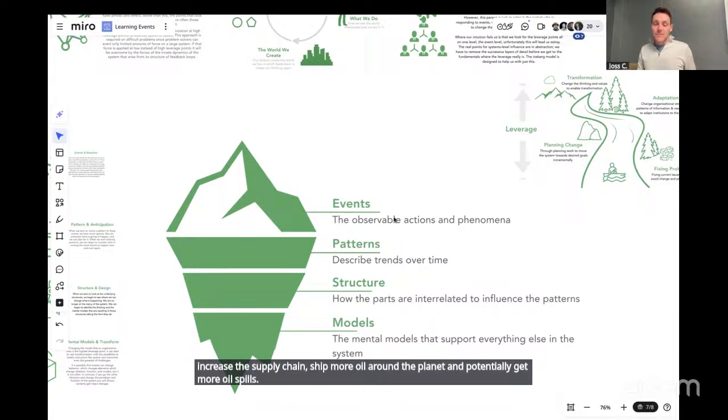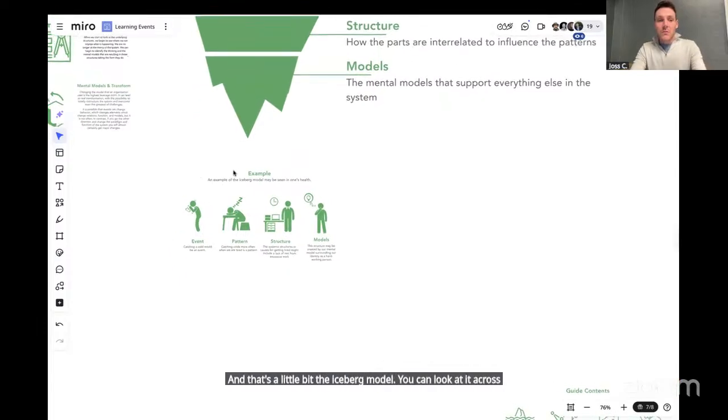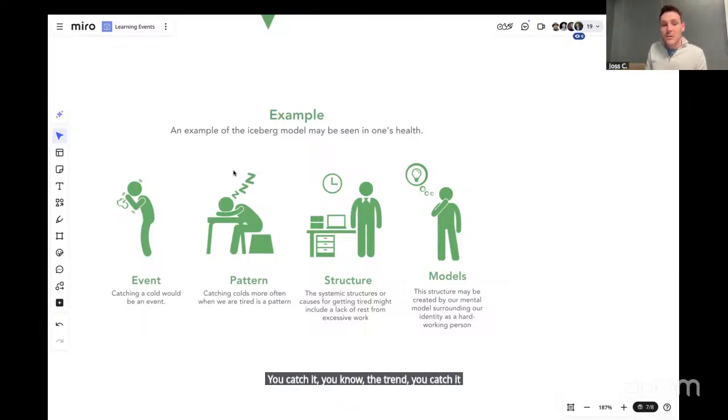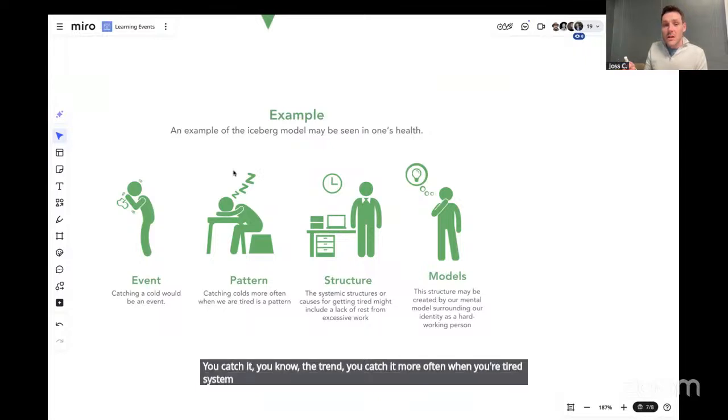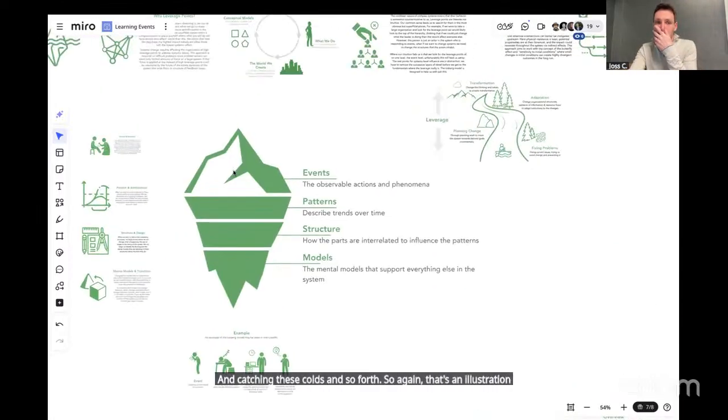And that's a little bit the iceberg model. You can look at it across all kinds of systems. You might get a cold. Why are you getting a cold? The trend: you catch it more often when you're tired. System structure: you're getting tired because of lack of sleep at night. Why are you getting lack of sleep? The mental model is that I have to work a lot. That's my identity. So I end up overworking, not getting enough sleep, and catching these colds and so forth. So again, that's an illustration of the iceberg model.